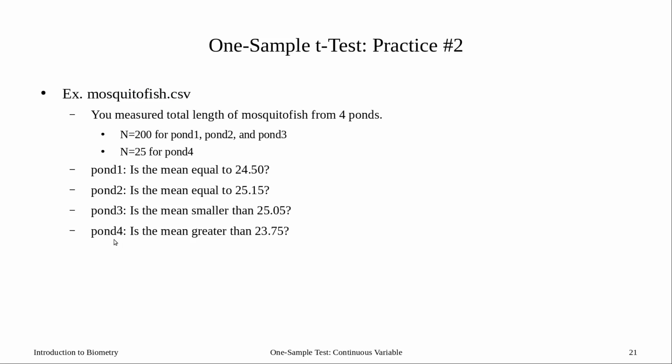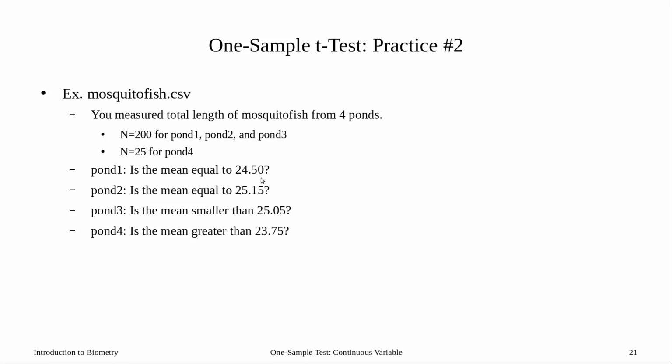Alright, so I've posted mosquitofish.csv. This is a data set that has 4 variables in it. The first 3 have a sample size of 200. The last one has a sample size of 25. The idea is that we measured mosquito fish from 4 ponds, and now we're going to compare the means for those 4 ponds. So what I want you to do is read in the mosquito fish and then run t-tests to answer these 4 questions.